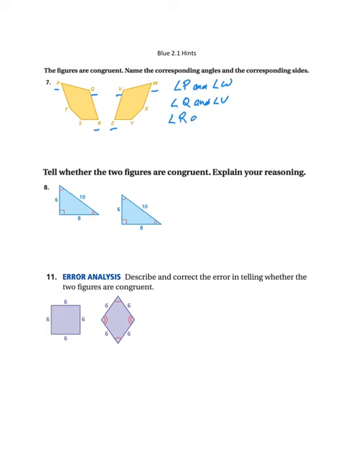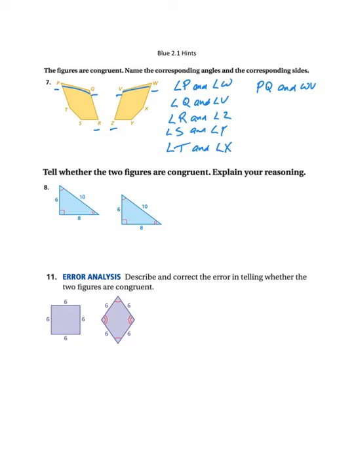So angle R and angle Z, angle S and angle Y, and then last we have angle T and angle X. So those are our 5 sets of corresponding angles. We can do the same thing with the sides. If we start with PQ and WV, PQ and WV are corresponding sides.